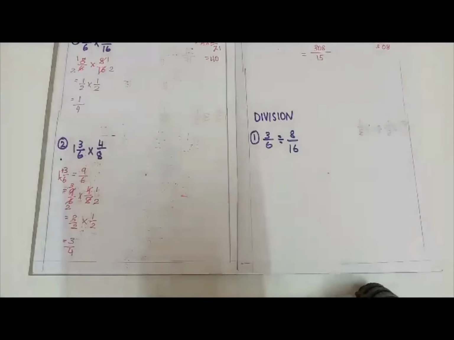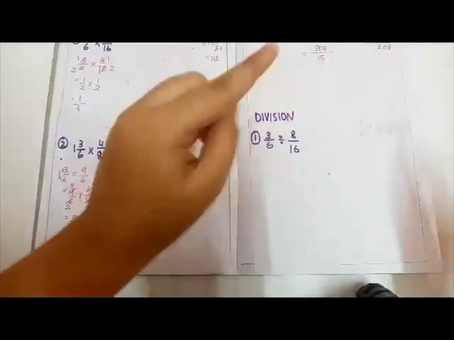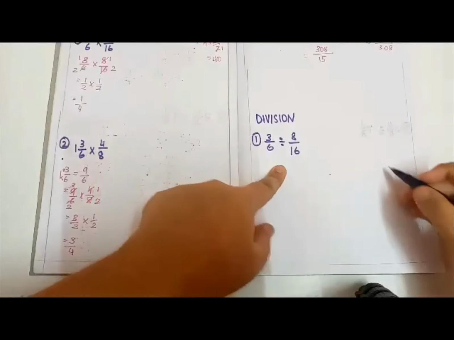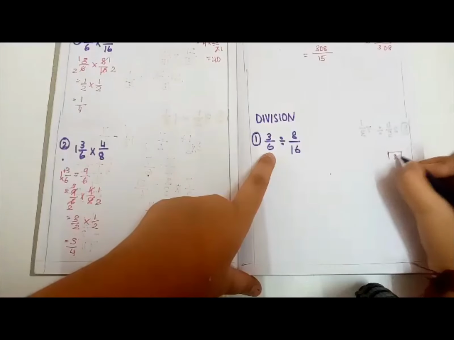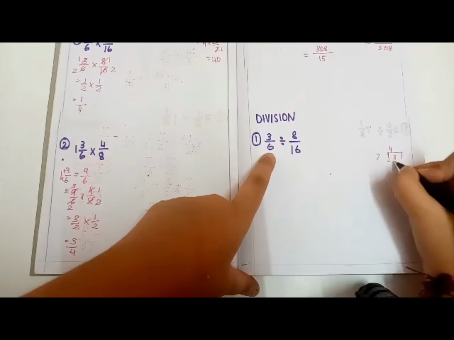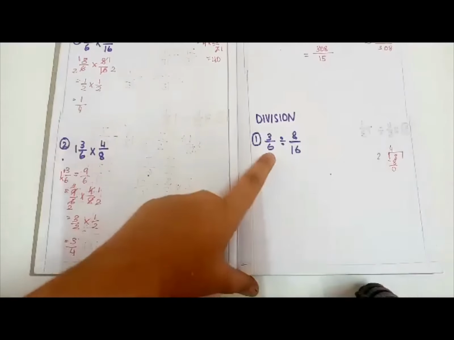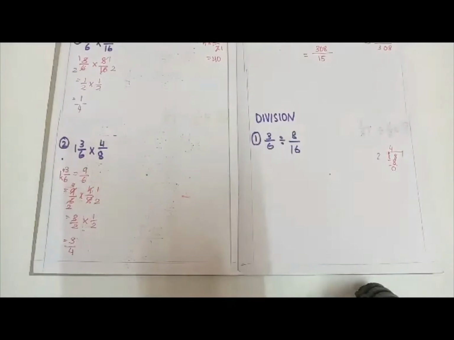So this is a sum for division. Our first sum, 3/6 divided by 8/16. So now let's see how to carry out division with fractions. Let me tell you one thing, we cannot divide fractions as we do whole numbers. We cannot do fractions like that. For fraction division, we have to convert the division symbol into multiplication.